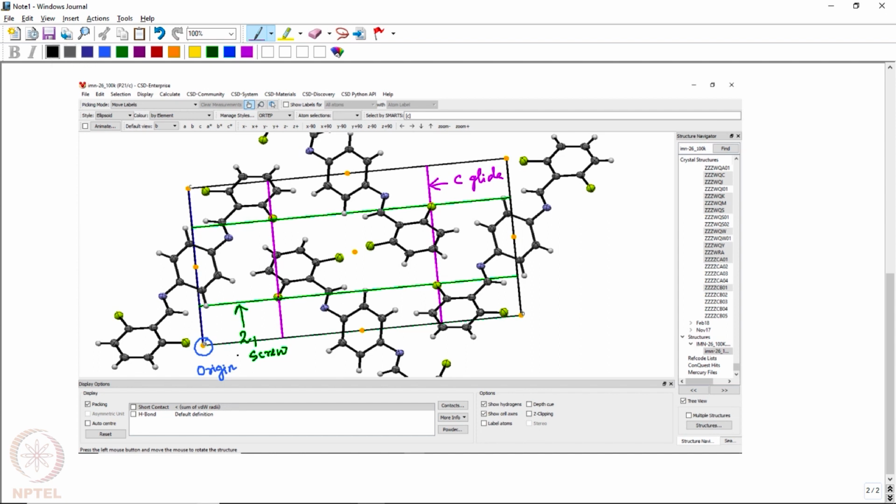Note that the 2-1 screw is 1/4 shifted along OC and the glide plane is 1/4 shifted along OB. So this is what we learned when we were trying to draw the space group diagrams for various space groups in 2 dimensions.